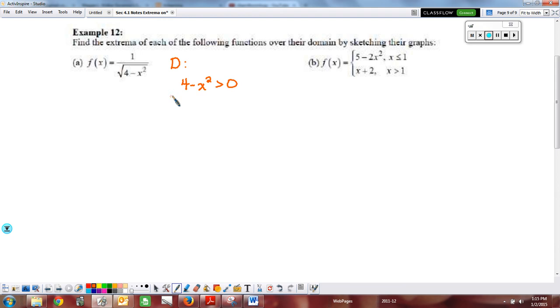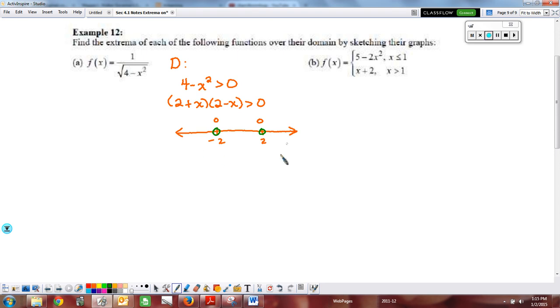To determine when that is, we will use our handy little sign chart. We'll do our factors, 2 plus x, 2 minus x. Your expression 4 minus x squared is going to be 0 at negative 2 and 2. We know that those are not going to be included in the domain because we have a division by zero problem there.